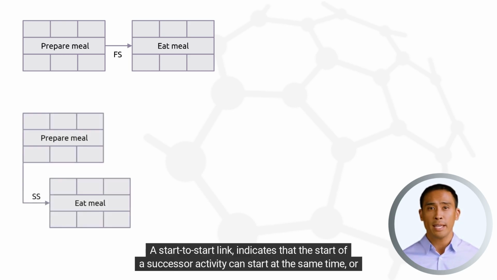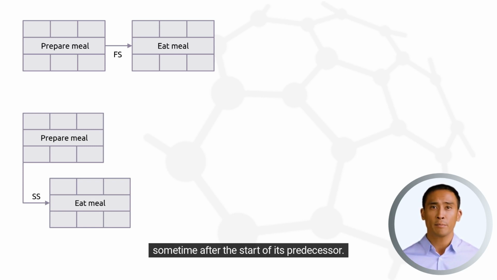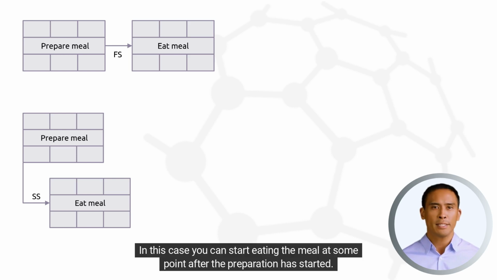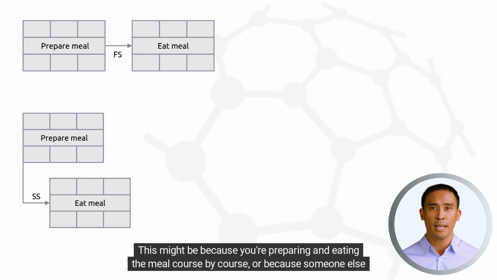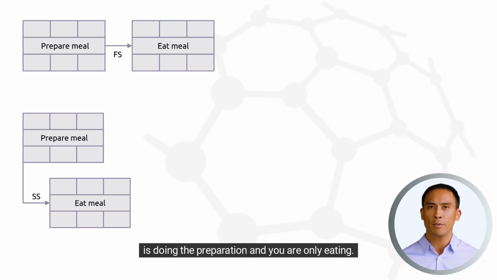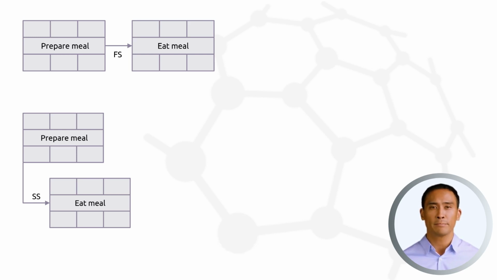A start-to-start link indicates that a successor activity can start at the same time, or sometime after the start of its predecessor. In this case, you can start eating the meal at some point after the preparation has started. This might be because you're preparing and eating the meal course by course, or because someone else is doing the preparation and you are only eating.